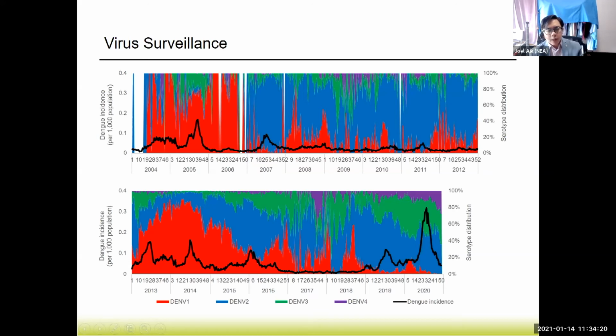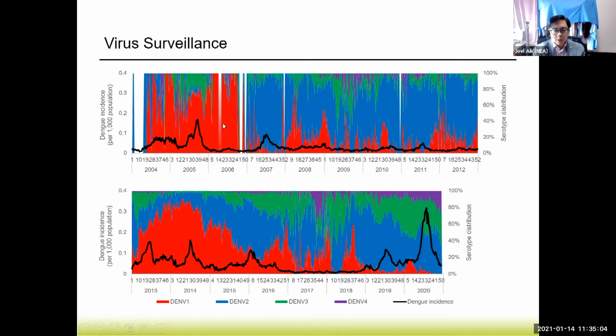So one of the other components of the surveillance system in Singapore is the virus surveillance. So approximately 10 to about 20% of dengue positive clinical samples are serotyped. And from that, we're able to determine quite broadly what are the circulating strains of dengue in Singapore at any one point in time. So this particular figure basically shows the fractions of each of the four dengue serotypes, 1 to 4, and it's plotted together with the black solid line, which represents the incidence of dengue in Singapore.